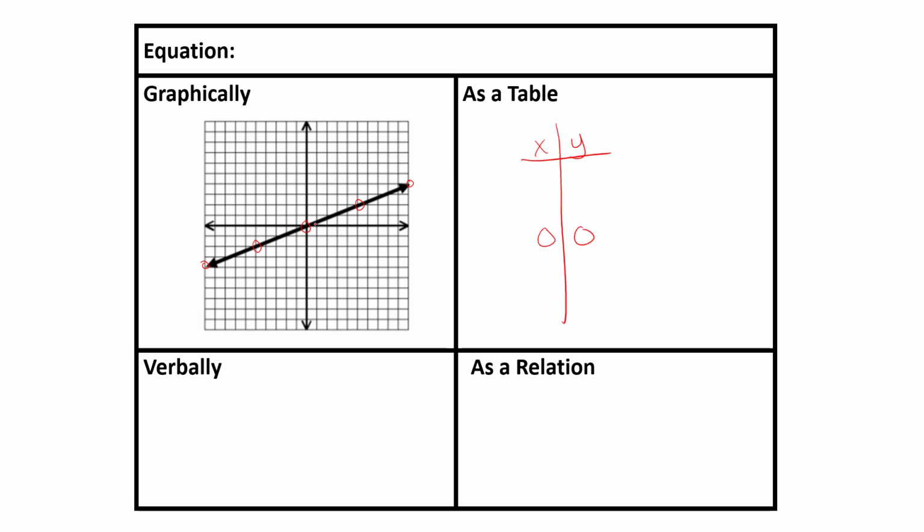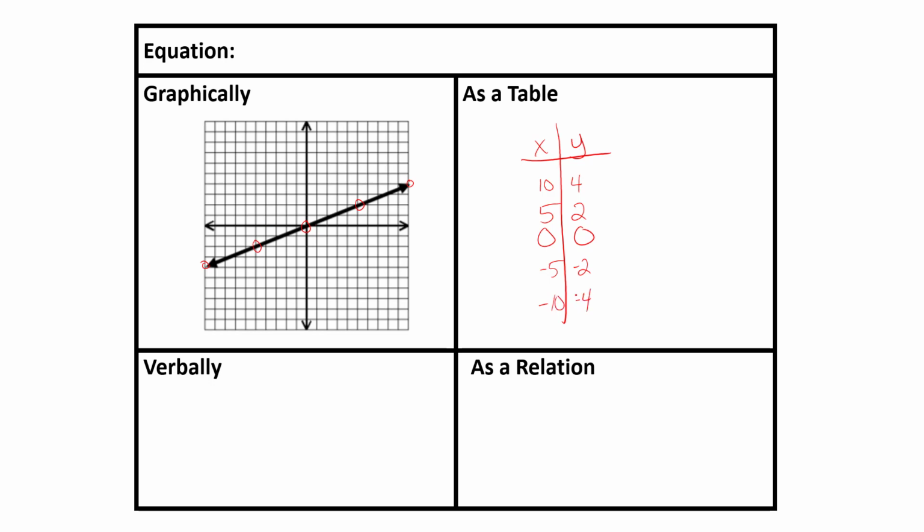0, 0, over 1, 2, 3, 4, 5, up 2. Over 1, 2, 3, 4, 5 more, so that's 10, up 2. All right, we went back 5, down 2. And we went back 5 more, down 2 more.